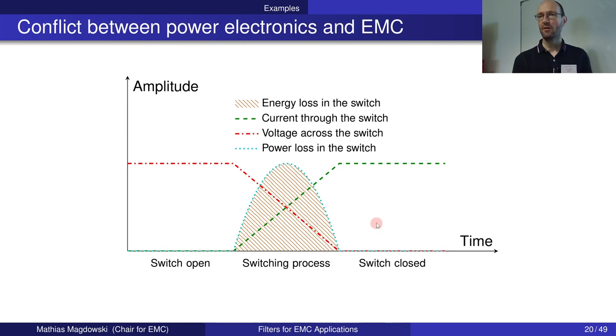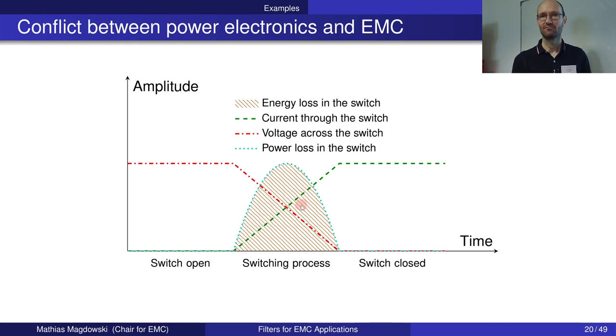Now if you multiply power with time, or if you integrate power over time, what do you get? You get energy. And this is energy that is lost, or dissipated, in the switching element, in the MOSFET, in the IGBT, and that will heat it up. That's why you need this heat sink and you need to somehow cool it. Now of course, if you want to have a highly efficient converter, or low losses in the converter, if you don't want such a high switching energy, what can you do to lower this energy, to decrease it?